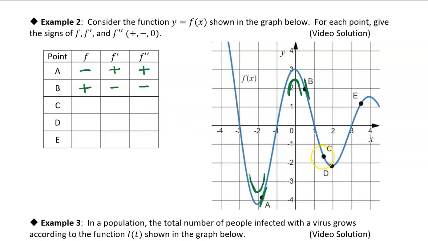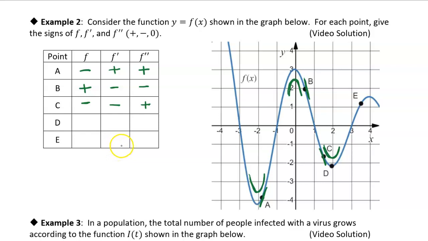Point C, again, it's below the x-axis, so the value of the function is negative. For the first derivative, we can look at the tangent line at that point, right? It looks like it's going downward, so the first derivative is negative, because the slope of the tangent line is negative. And then we can look at the concavity to determine the sign of the second derivative. It looks like it's concave up at that point, so the second derivative is positive at point C.